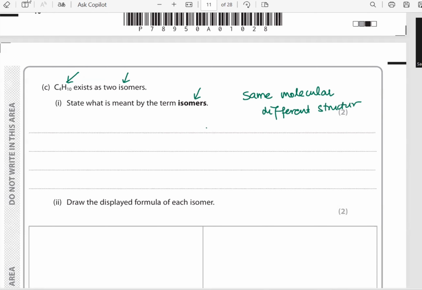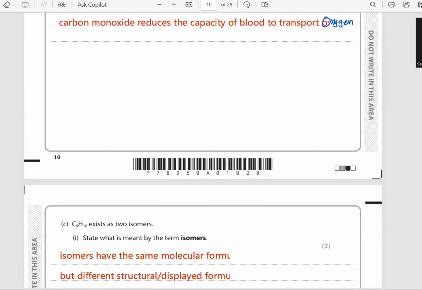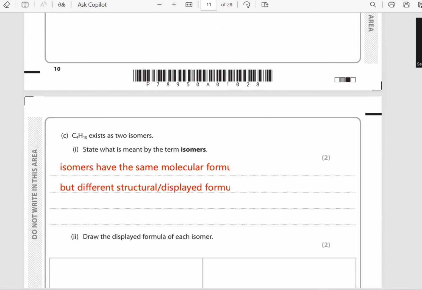Learn it very carefully. Sometimes students get it the wrong way, so please be careful. This is about learning. You must understand and learn the definition. Isomers have the same molecular formula but different displayed formula. You can say displayed or structural formula, both are okay.